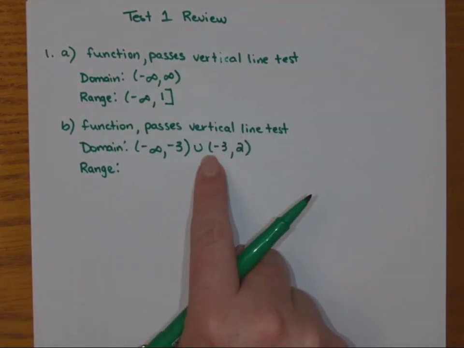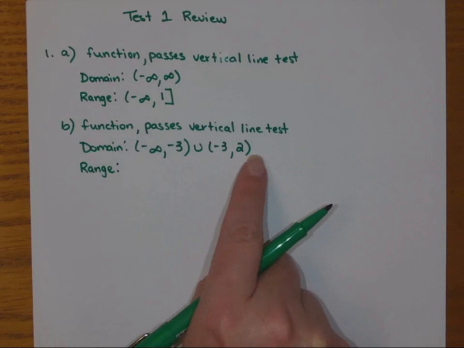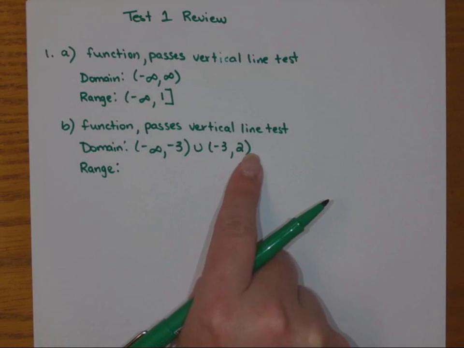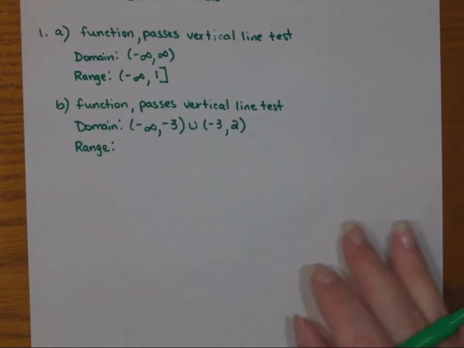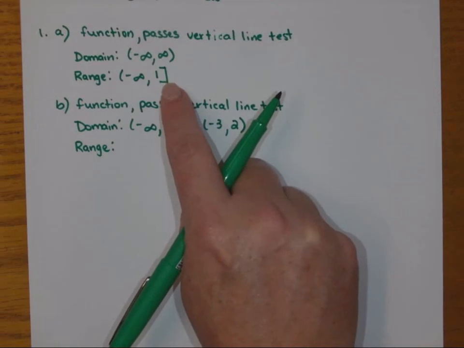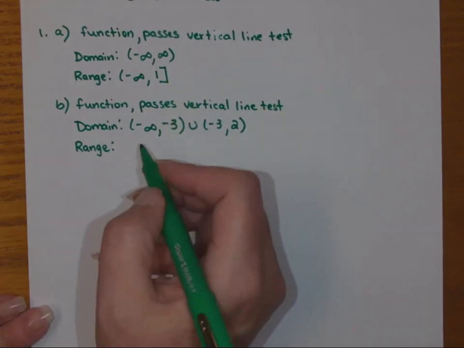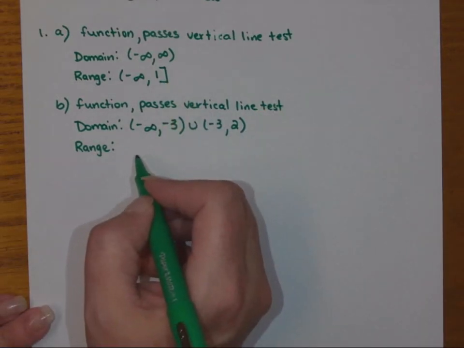Notice that it's important that we use parentheses for negative 3 and for 2 because all of those circles are open. Remember, parentheses means don't include the endpoint. A bracket like we had up here means do include the endpoint. Okay? And then the range is going to be bottom to top.